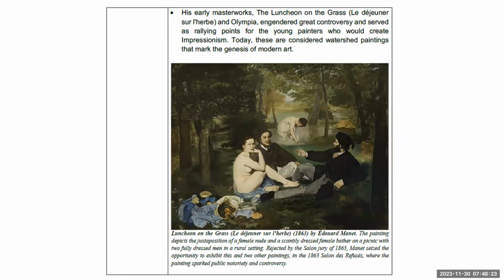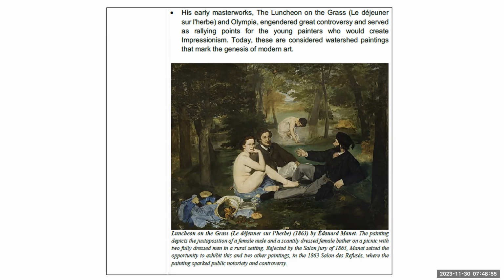His early masterworks, The Luncheon on the Grass and Olympia, engendered great controversy and served as a way into creating a much more impactful impressionism. Today, these are considered watershed paintings that mark the genesis of modern art. The Luncheon on the Grass depicts the juxtaposition of a female nude and a scantily dressed female bather on a picnic with two fully dressed men in a rural setting.